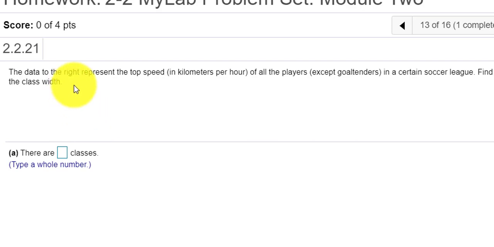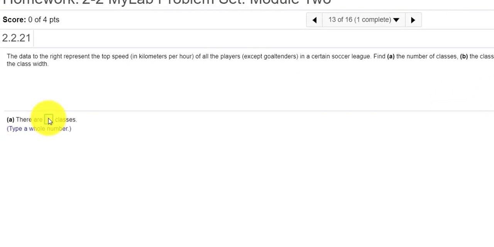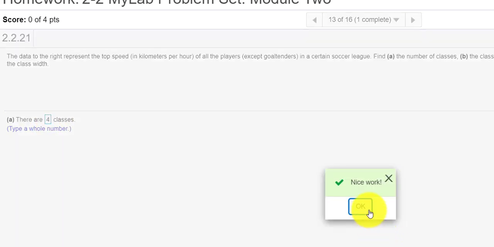So in this question, you're given a table and you're asked to answer a few questions. The first question says, how many classes are in this table? So I just count them up: 1, 2, 3, 4 classes. Check my answer. And we get the nice work.